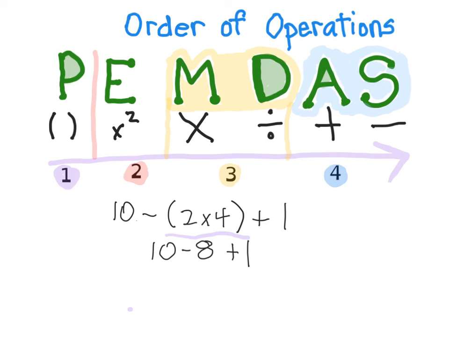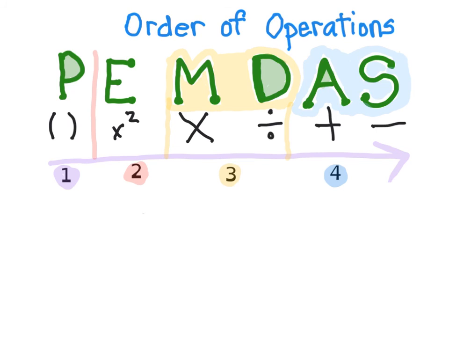Now, because this is addition and subtraction and they're at the same rank, we are still going to work from left to right. So the first thing that we're going to do is the 10 minus 8. 10 minus 8 is 2. 2 plus 1 is equal to 3. Let's try one last problem.